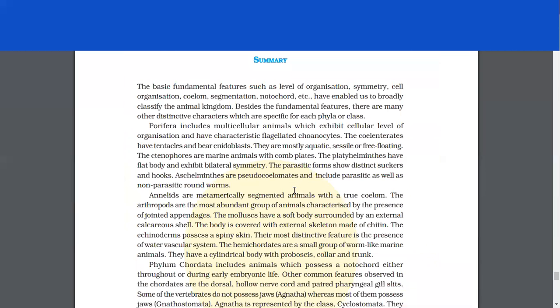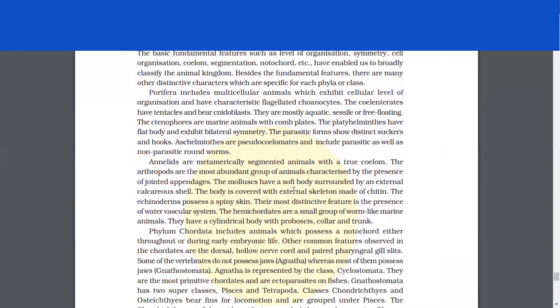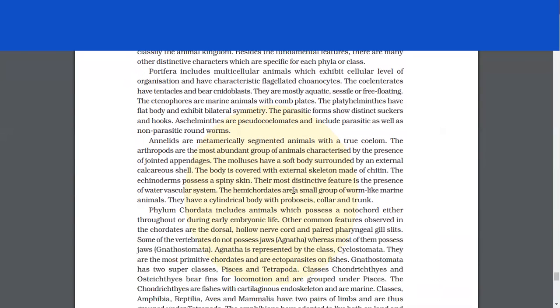Summary. The basic fundamental features such as level of organization, symmetry, cell organization, coelom, segmentation, notochord, etc. have enabled us to broadly classify the animal kingdom. Besides the fundamental features, there are many other distinctive characters which are specific for each phylum or class. Porifera includes multicellular animals which exhibit cellular level of organization and have characteristic flagellated choanocytes. The coelenterates have tentacles and bear cnidoblasts. They are mostly aquatic, sessile, or free-floating. The ctenophores are marine animals with comb plates.